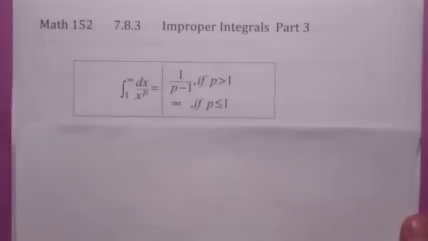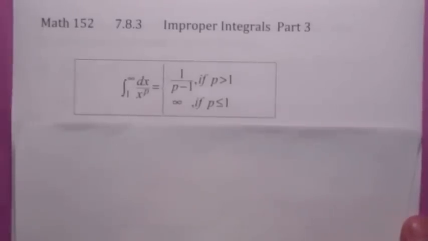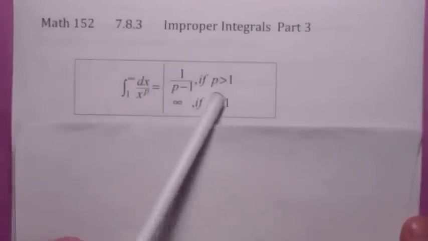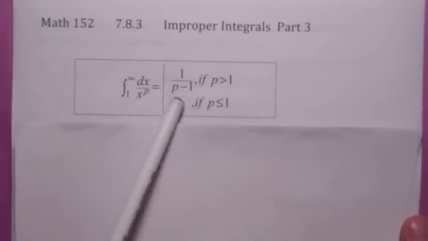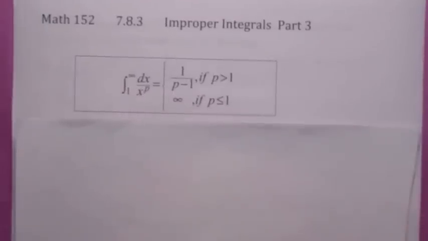And that is that the improper integral type 1 from 1 to infinity of x to the p, where p is a constant, is going to converge if p is greater than 1. Not only does it converge, it converges to 1 over p minus 1. And otherwise it's going to diverge. That's a very important result, and it comes up next quarter in Math 153 as well.